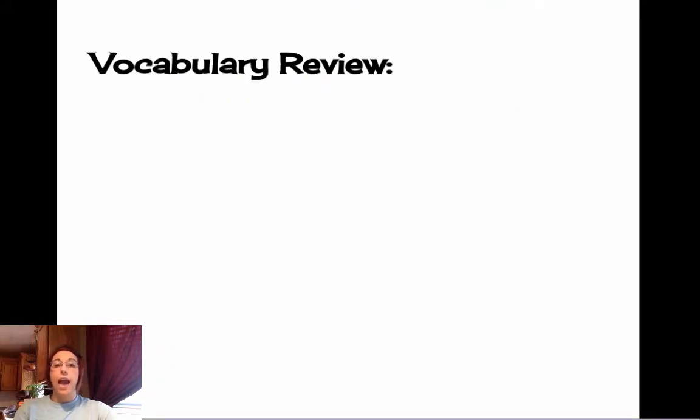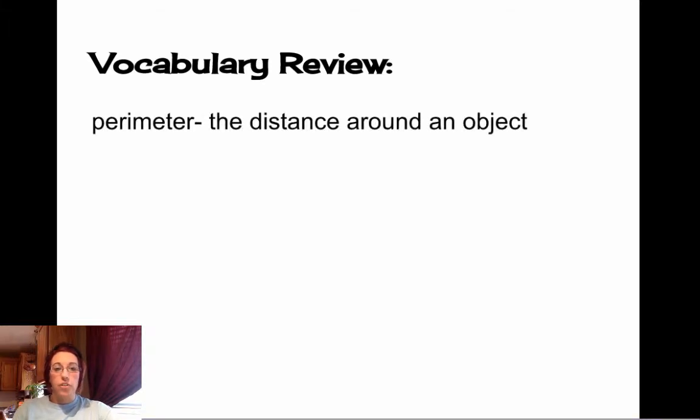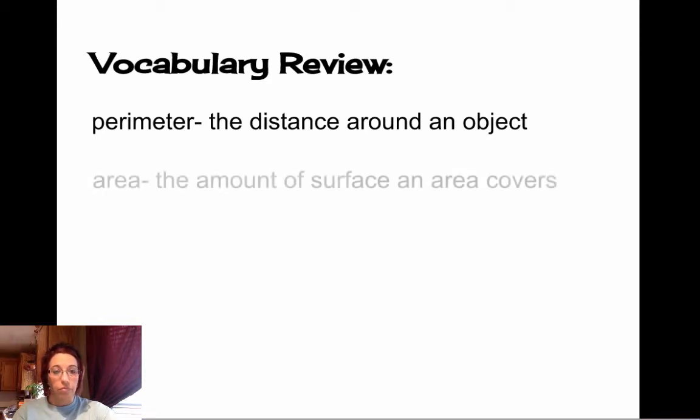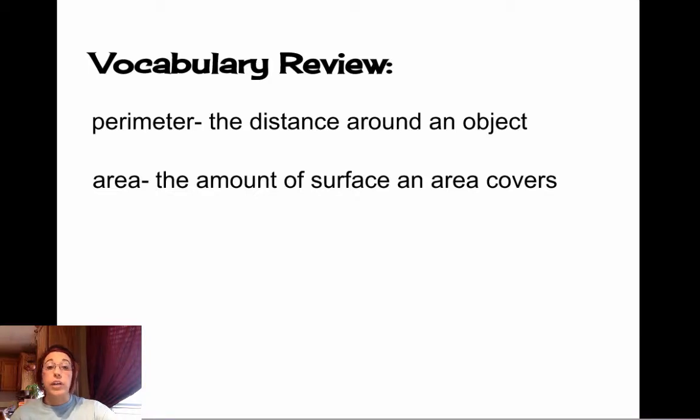We start with a vocabulary review. Our first word is perimeter. That is the distance around an object. Like the outside of a fence in your yard would be the perimeter. The area is the amount of surface an area covers. So with your yard example, the perimeter is the distance around the outside of the fence. The area would be all of the spaces that the grass covers in your yard and anything else that's inside of your yard.